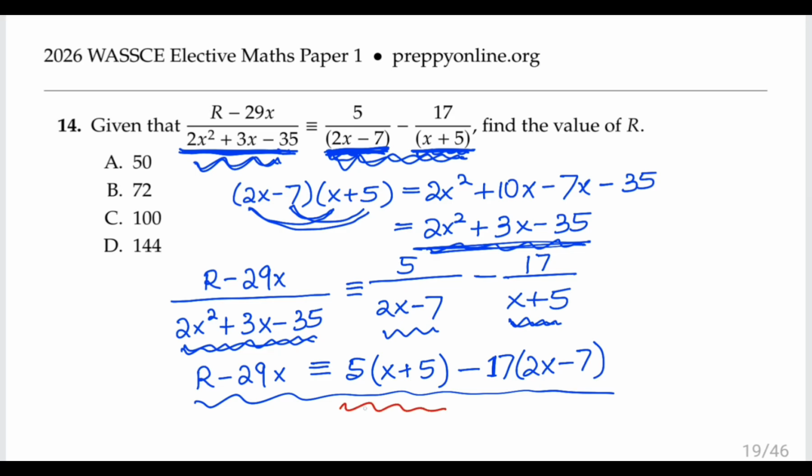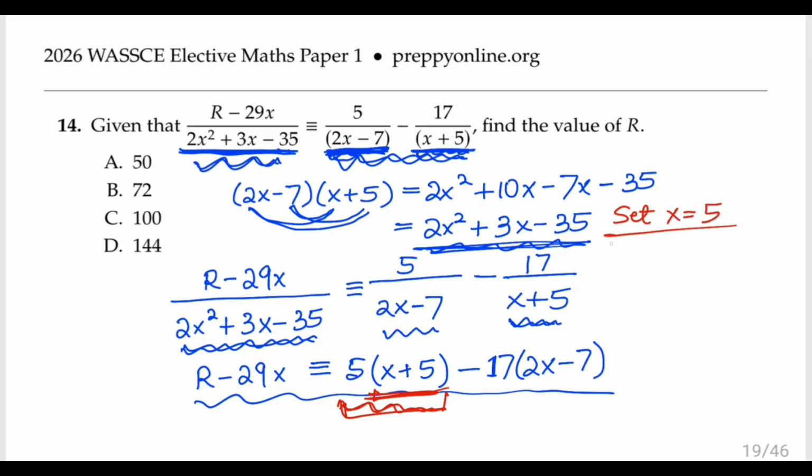For instance, if you look at this expression, 5 times x plus 5, if we were to choose x equals minus 5, this expression would become 0. And so this whole term will vanish. So let's make x equal minus 5. So let's set x to minus 5.